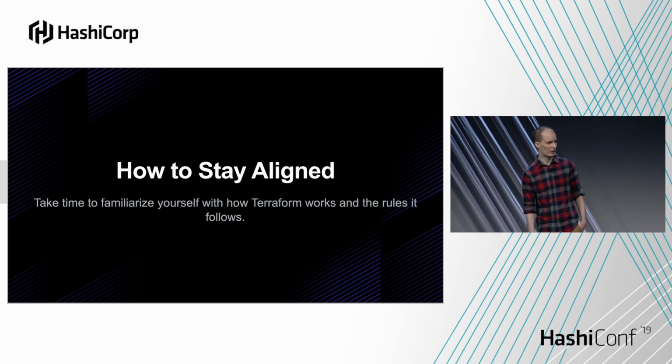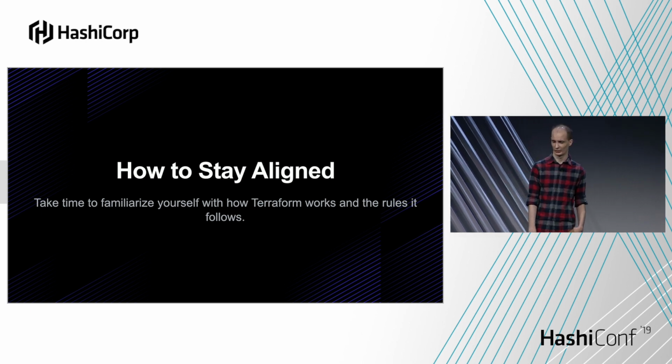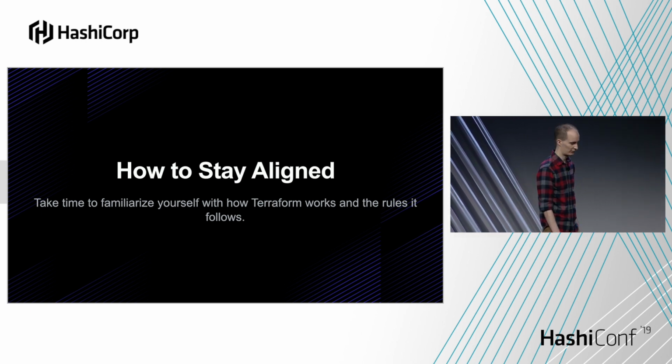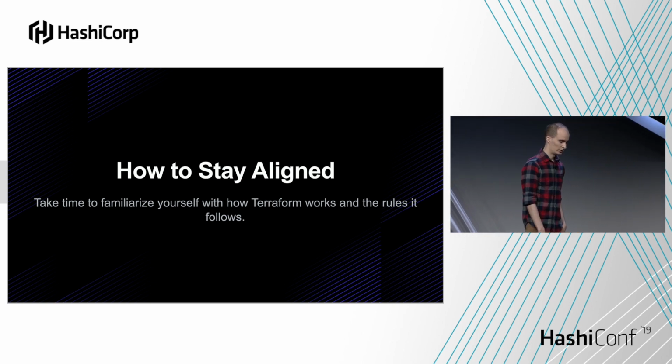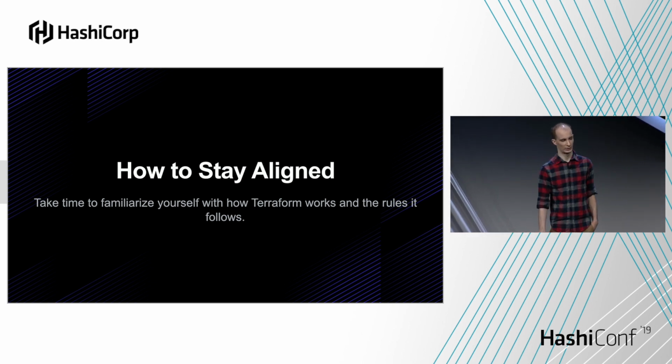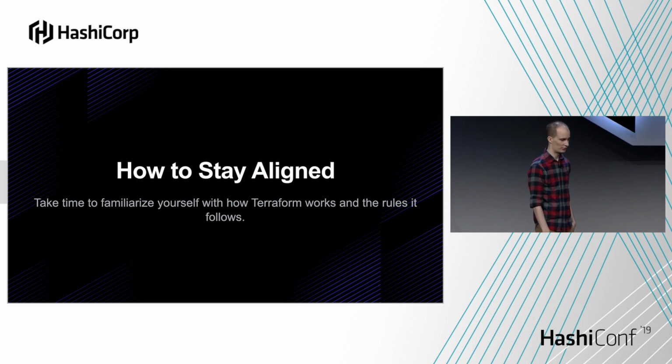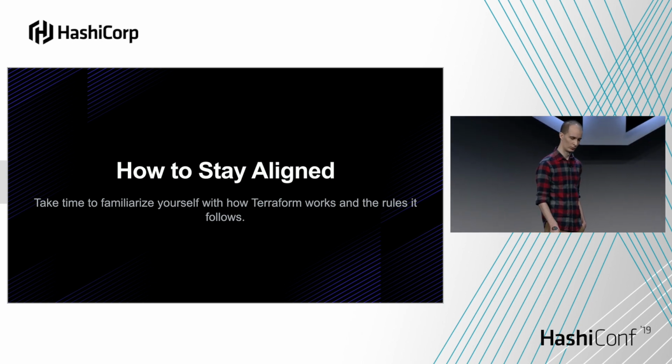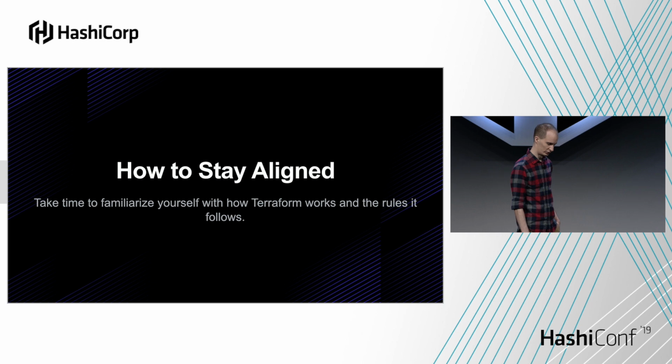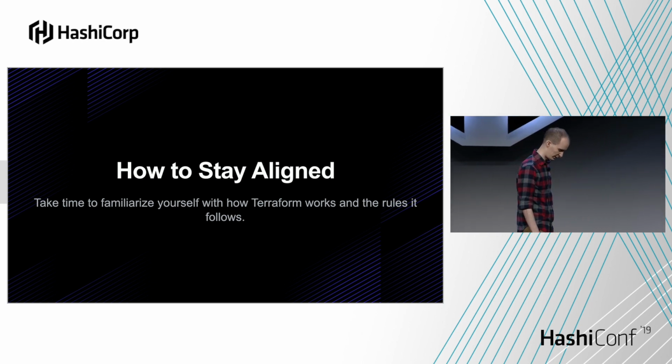And finally, how to stay aligned. How to make sure that in the future you're not digging through your code base trying to find these sharp edges, trying to figure out what's going on. There's really no shortcut for it except to familiarize yourself with how Terraform works and the rules it follows. I know that's super difficult and not always the easiest thing to find.